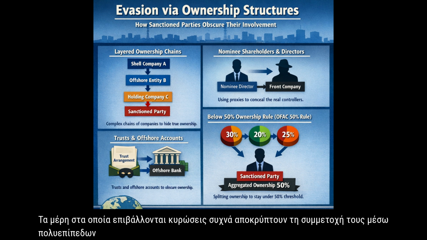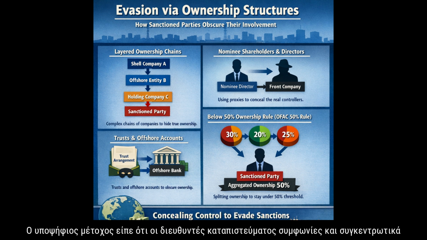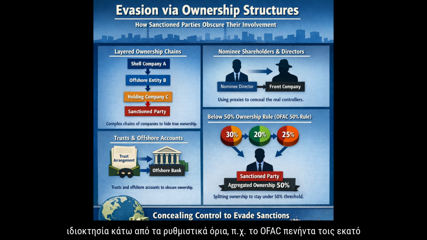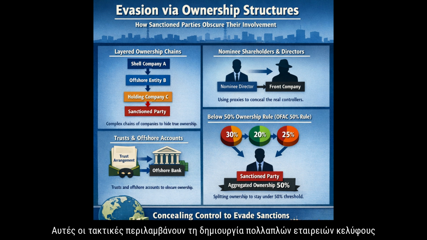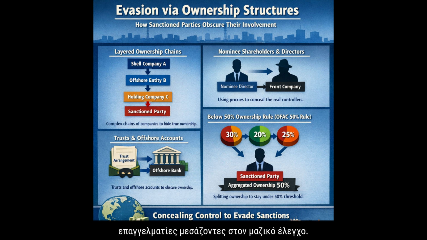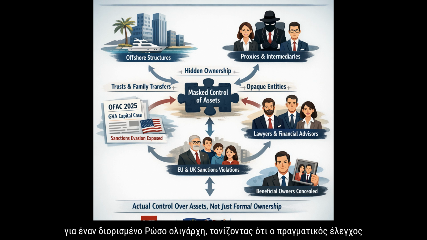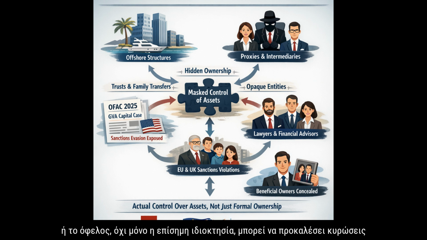Sanctioned parties often obscure their involvement through layered ownership chains, nominee shareholders and directors, trust arrangements, and aggregated ownership below regulatory thresholds, e.g., the OFAC 50% rule. These tactics involve creating multiple shell companies across jurisdictions, splitting ownership among proxies, and using professional intermediaries to mask control. For example, OFAC's 2025 action against GVA Capital exposed offshore structures and proxies managing assets for a designated Russian oligarch, emphasizing that actual control or benefit, not just formal ownership, can trigger sanctions liability.